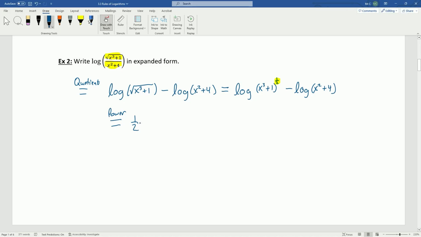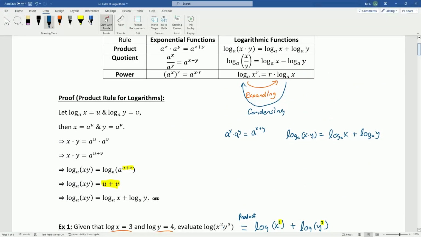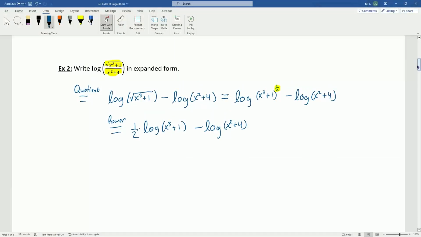So that power property gives me 1/2 times log of x cubed plus 1 minus log of x squared plus 4. And again, now the things that are inside our logarithms are separated by sums. They are not factored into products, so there's nothing else to do. There's no quotient, no product, no power. Again, there's powers here, but the important thing is that that power has to be applied to the entire input. R is applied to the entire input of the logarithm. And in these two expressions, our powers are not applied to the whole input. They're just applied to one of the terms inside of it.